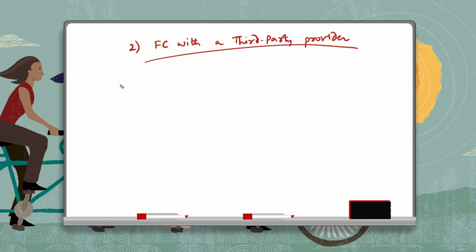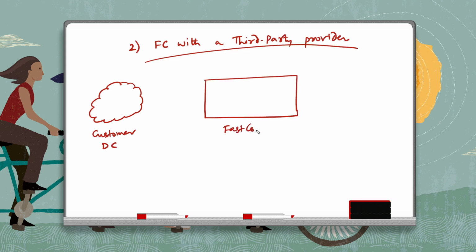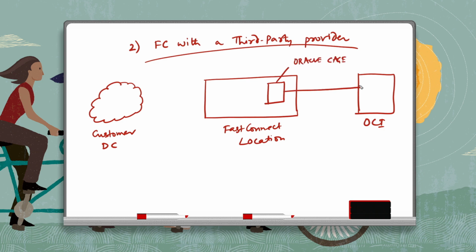So the second option is Fast Connect with a third-party provider. Again, I will draw the three constructs. Customer data center. This is the Fast Connect location. And this is OCI. Now here in the Fast Connect location, this is the Oracle cage. So this connection is already there.